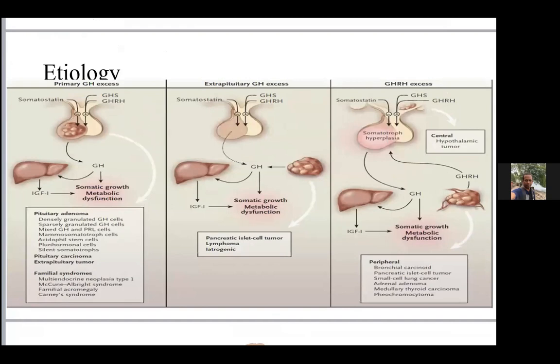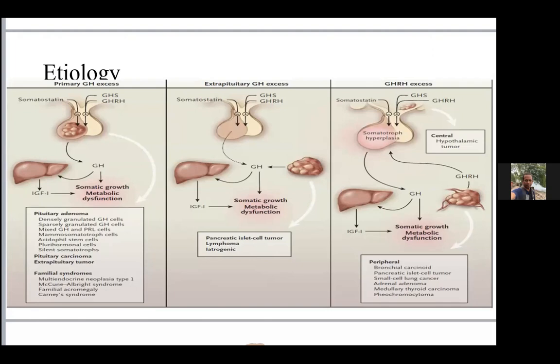So where do we get the growth hormone from? The most common cause of primary growth hormone excess is an adenoma in the pituitary gland. So in the pituitary gland, we have a tumor which secretes excess growth hormone. Before we go on, we need to know a few important things. What stimulates growth hormone? Growth hormone is stimulated by growth hormone releasing hormone from the hypothalamus.